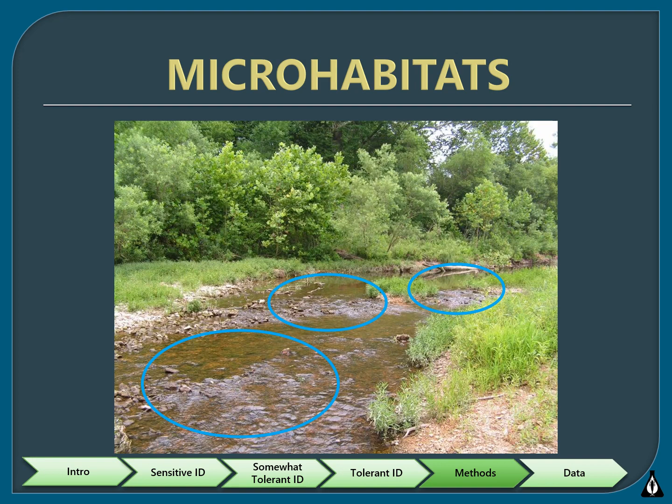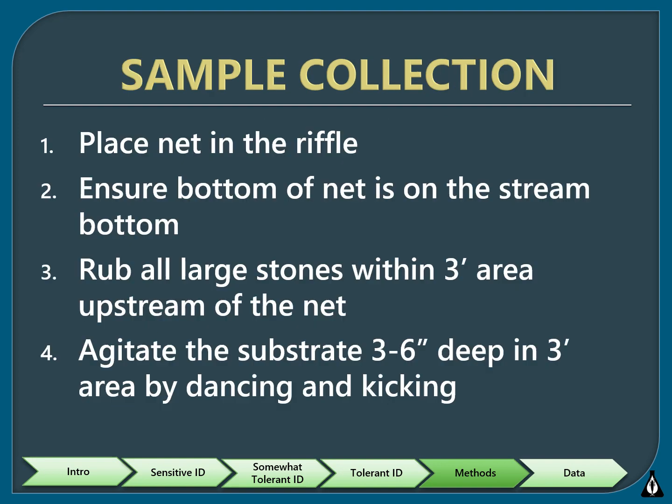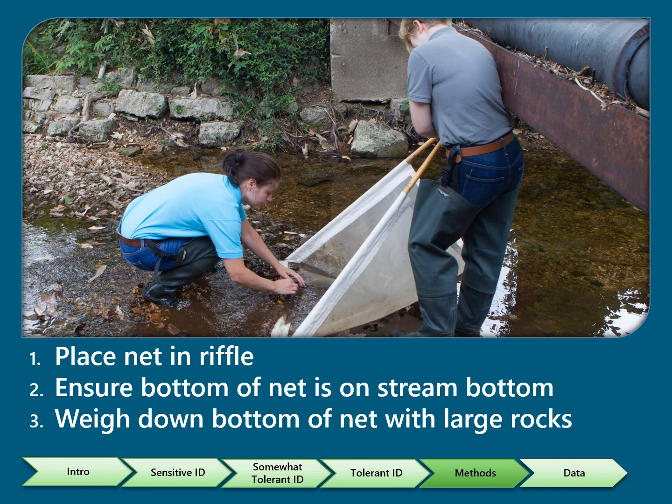When sampling macroinvertebrates, start at the most downstream part of your site and work your way upstream. This prevents disturbing the other locations you will be sampling. These are the steps to sample invertebrates from a riffle habitat. Essentially, you'll be placing a net in the stream and dislodging invertebrates so they float into the net. First, place the program-provided kick net in the riffle.